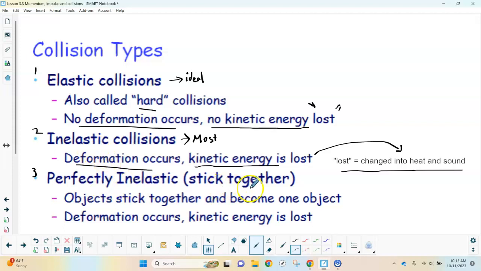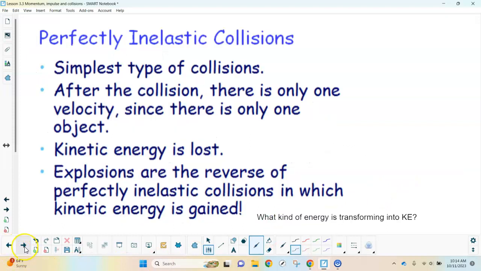Perfectly inelastic is when it sticks together, and that's basically permanently deformed. When objects stick together and become one object is essentially what's happening there. Again, kinetic energy is converted into heat or sound. All right. Perfectly inelastic are probably the simplest to consider, because all the momentum is going into one object. So you have two momentums in before, and then you just have one object afterwards. So you basically just add the masses.